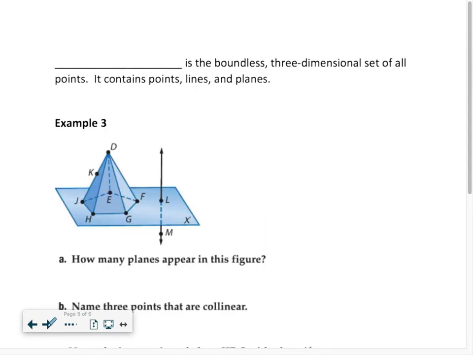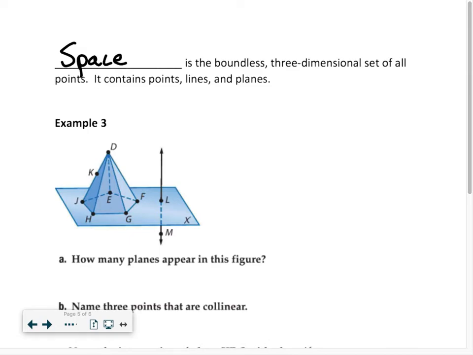Okay, let's continue. We're going to talk about space now. Space is three-dimensional. Okay, so space is the boundless three-dimensional set of all points. It contains points, lines, and planes. So space is the way we describe three dimensions. Okay, our classroom is a space. It has three dimensions. It contains numerous points, lines, and planes.